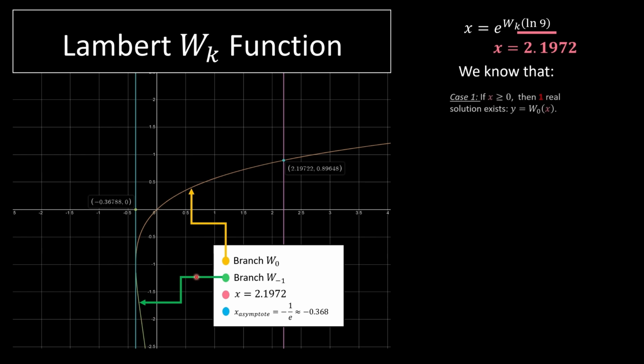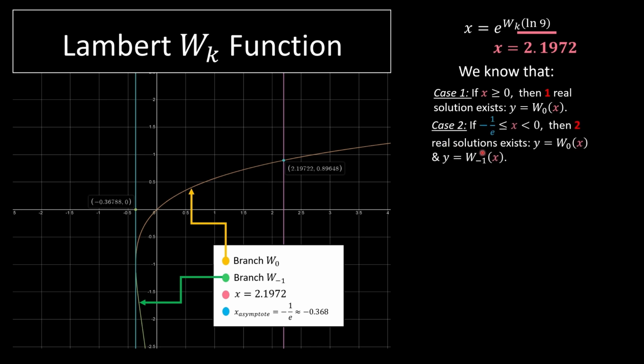Now we have a couple of cases. Case 1: is our x greater than 0? In our scenario, our x is 2.1972, which is greater than 0. So basically case 1 is what we have, but we're going to go through the other cases. And note the solution is in branch W of 0. As you can see over here, this orange line is W of 0, and that's our solution right over here.